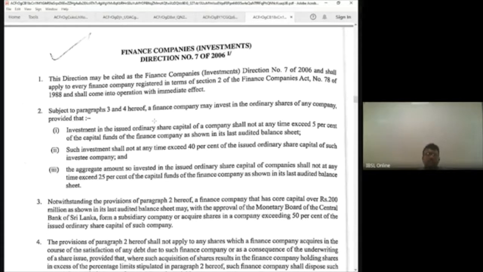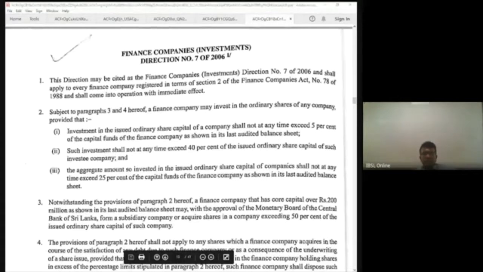Investment in the issued ordinary share capital of a company shall not at any time exceed 5% of the capital funds of the finance company. Such investment shall not at any time exceed 40% of the issued ordinary shares of such investee company. And the aggregate amount invested in the issued ordinary share capital of companies shall not at any time exceed 25%.